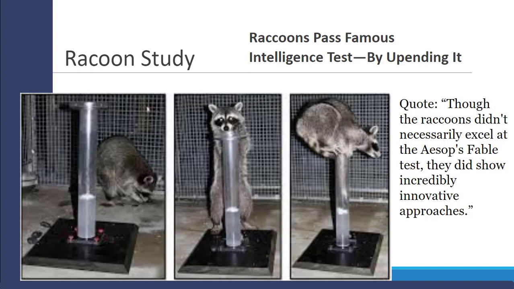In this case, marshmallows. Generally, both sinking balls and floating balls are given to the animals so that they have to determine which one to use. The raccoons, when given this test, did not, let's call it pass, in the way that the test was intended to be passed. They did not throw the rocks to raise the water level. However, by the definition of get the marshmallow, they definitely passed.